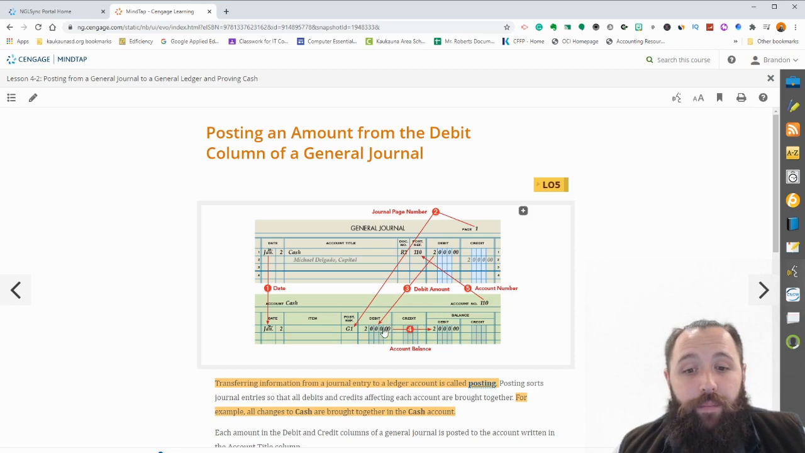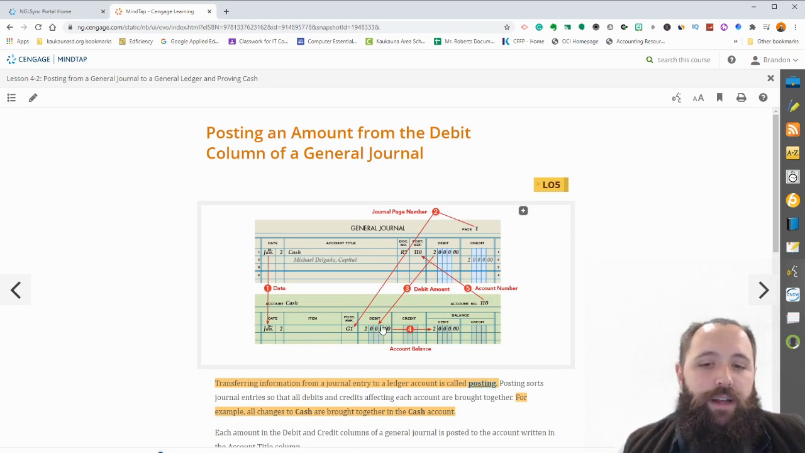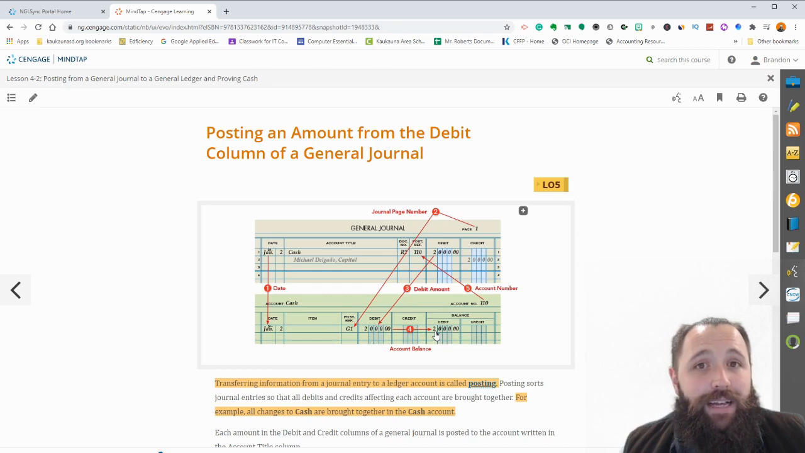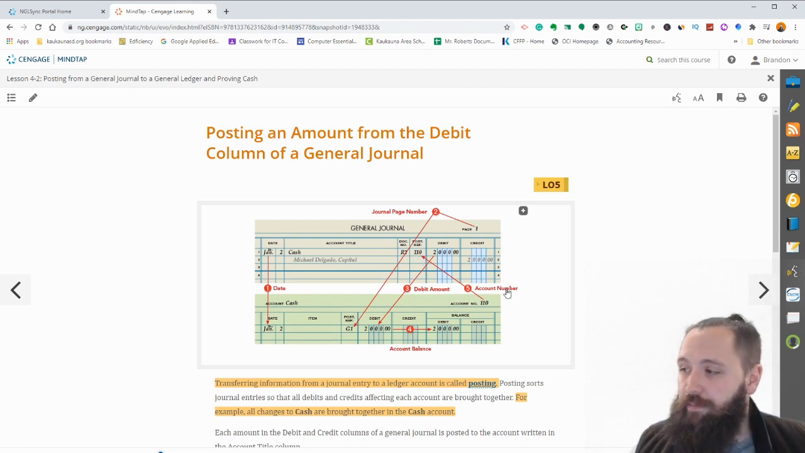The fourth step is we balance out our account. Well, since this is the first transaction that we have, it has a 0 balance to start. So if we have a debit amount of $2,000, well, now our debit amount of $2,000 is our new balance. The last thing that we do is we take our account number here, and to show that we've successfully completed all the steps, we put this in the post reference of our general journal. All right.